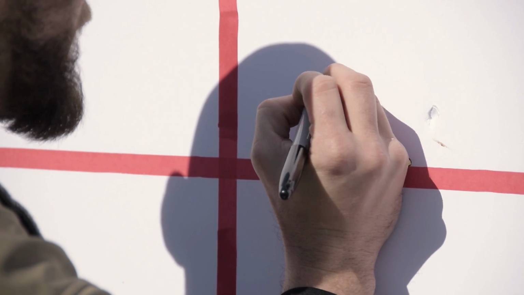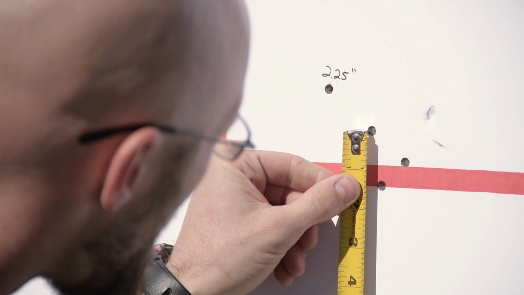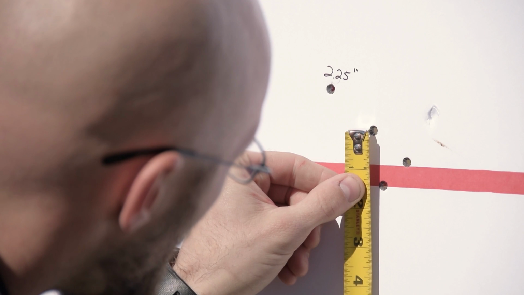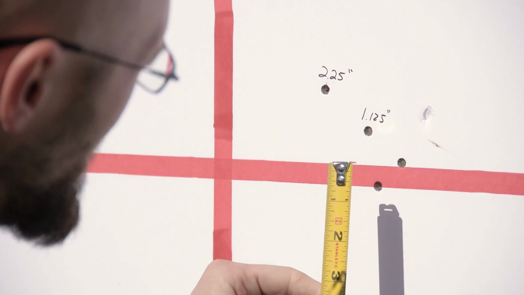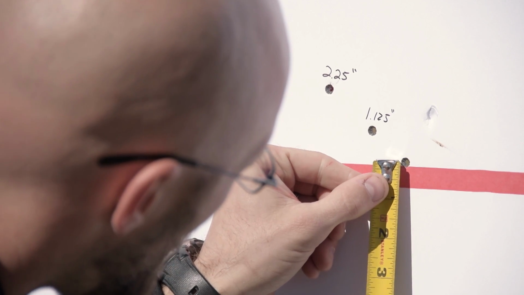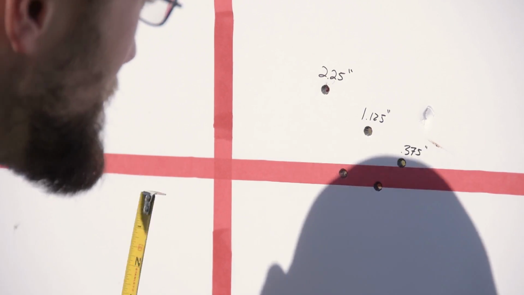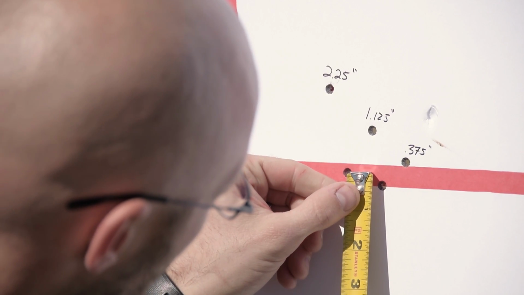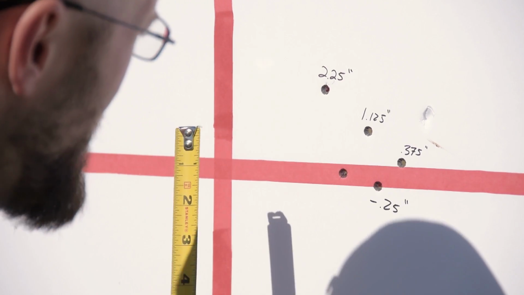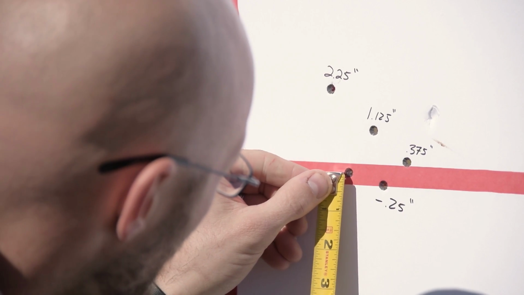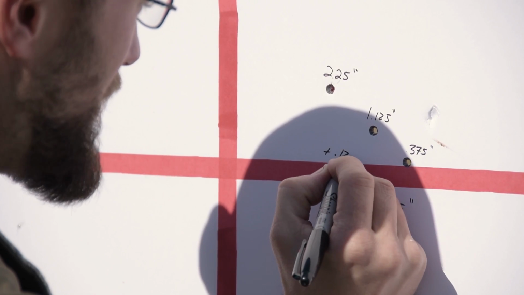First we got 2 1/4 inches. Then 1 1/8. 3/8 of an inch. And minus 1/4 on this one. And from the center of the bullet hole to the center line, we're plus 1/8 of an inch.